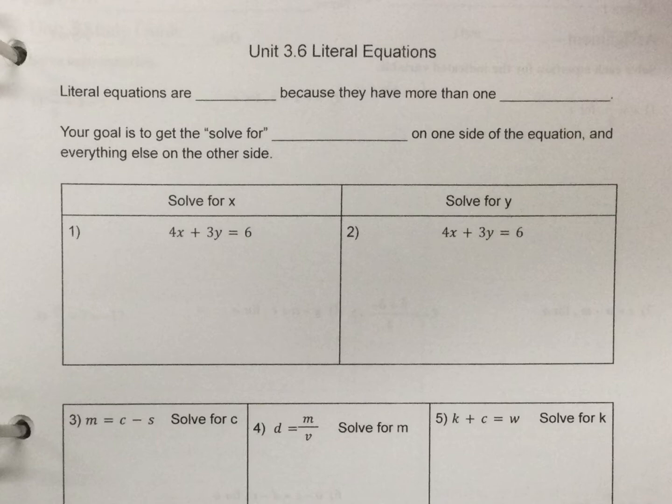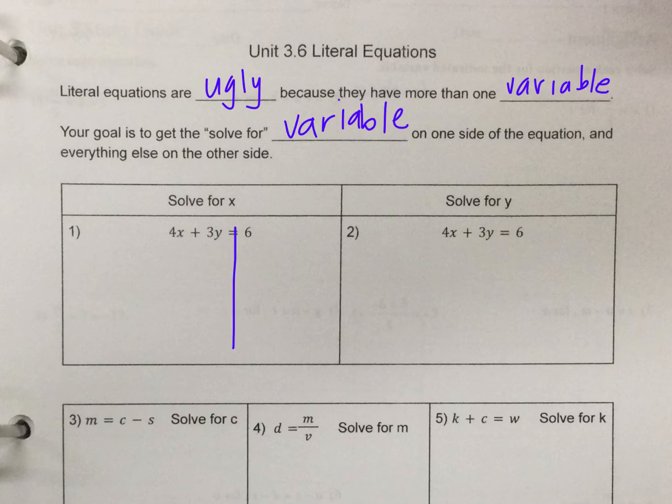Literal equations are ugly because they have more than one variable or letter. Your goal is getting the solved for variable on one side of the equation and everything else on the other. So I want to show you an example. This says solve for X. That means everyone has to go away but the X. So I'm going to highlight the X, okay?